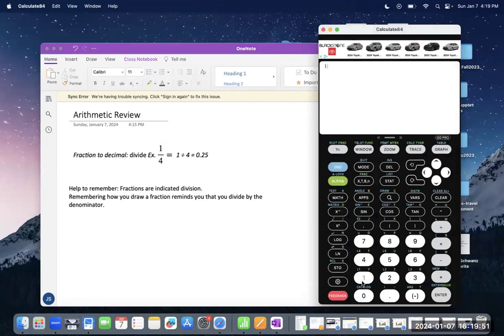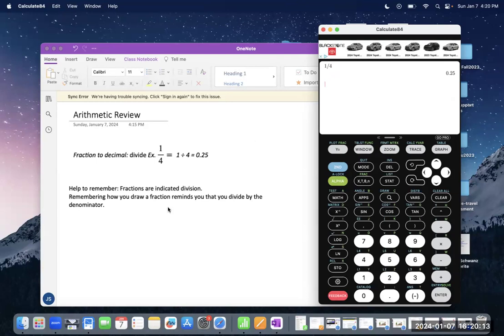So you enter the 1 first, the numerator first, the number on top first, divided by the denominator. It helps that when you enter it into a calculator, it kind of looks similar to the way a fraction would look. And you press enter, kind of sideways. And now you can see that the equivalent decimal is 0.25.